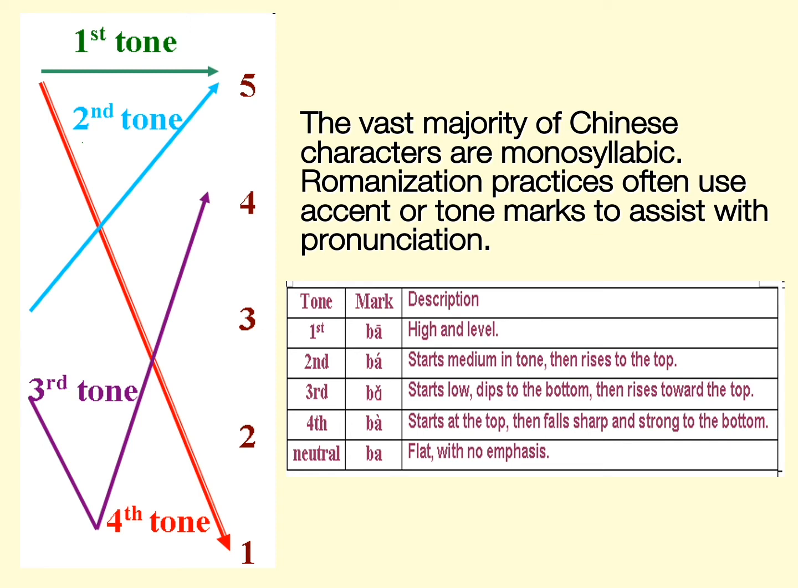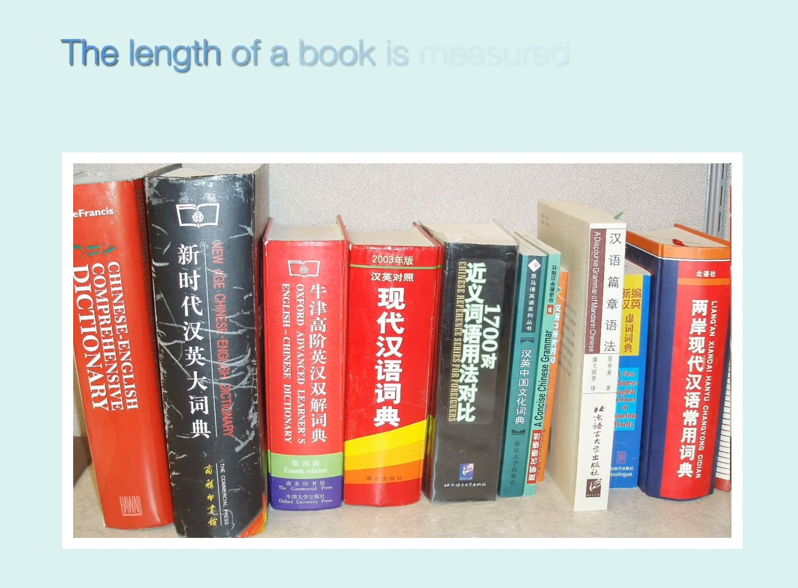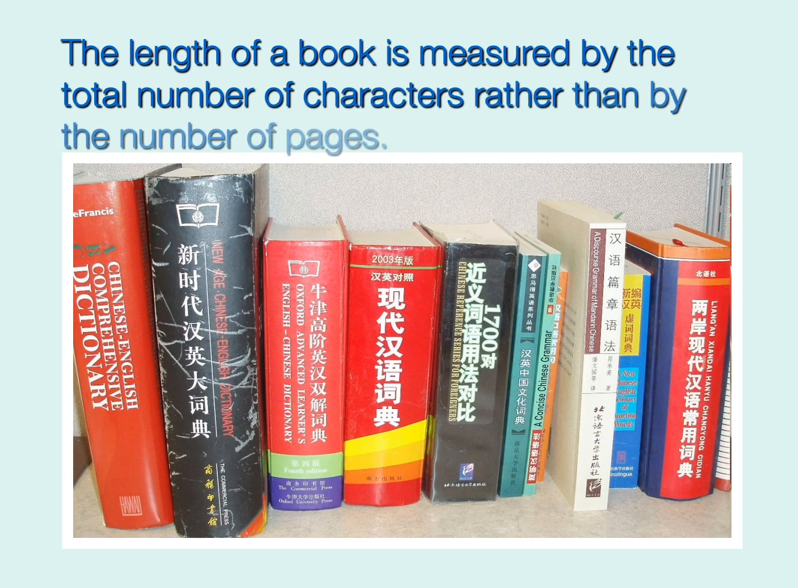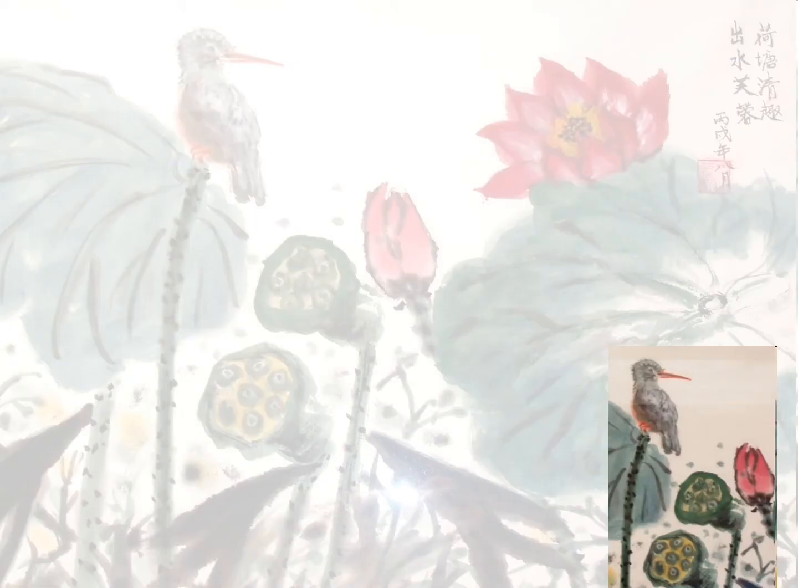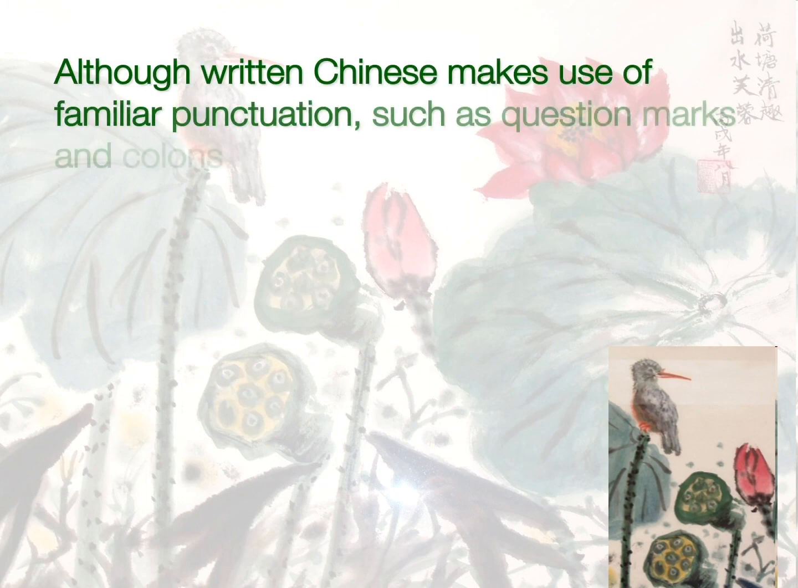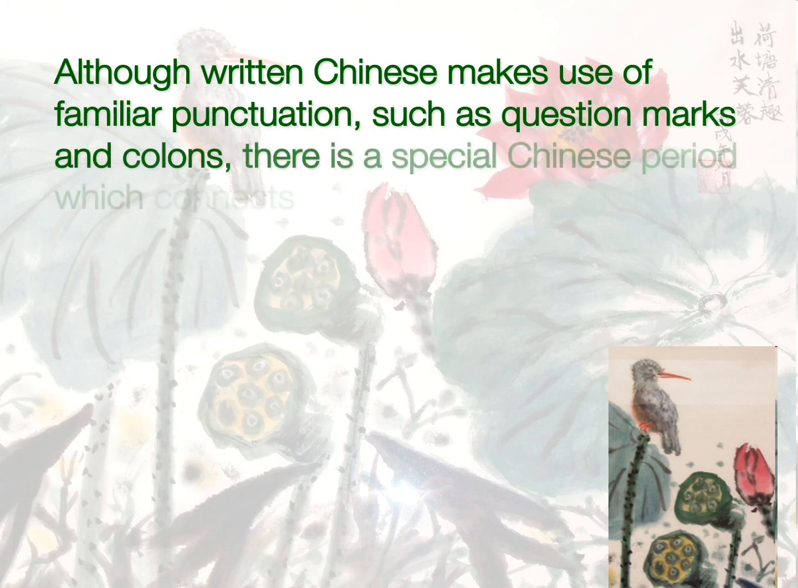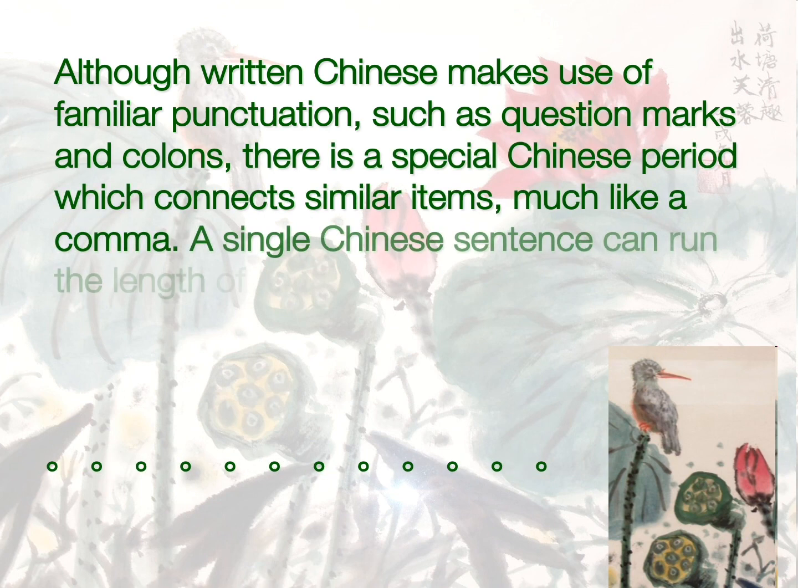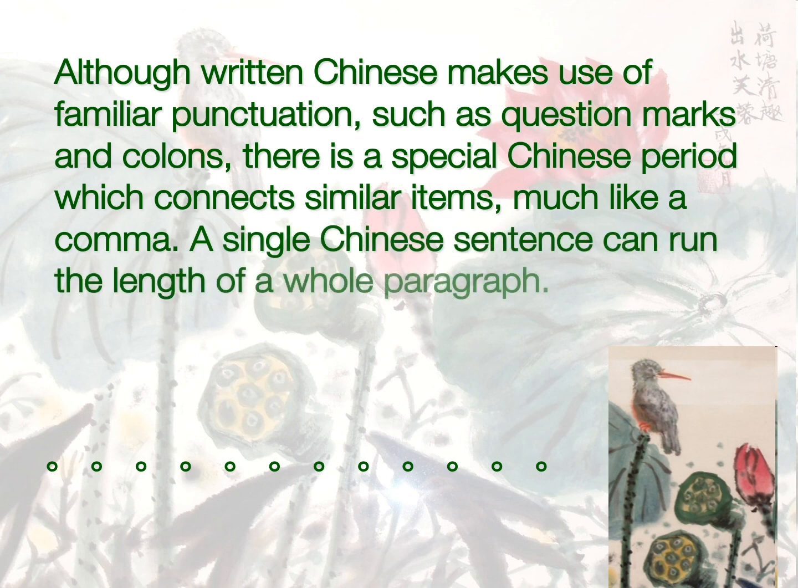Romanization practices often use accent or tone marks to assist with pronunciation. The length of a book is measured by the total number of characters rather than by the number of pages. Although written Chinese makes use of familiar punctuation, such as question marks and colons, there is a special Chinese period which connects similar items, much like a comma. A single Chinese sentence can run the length of a whole paragraph.